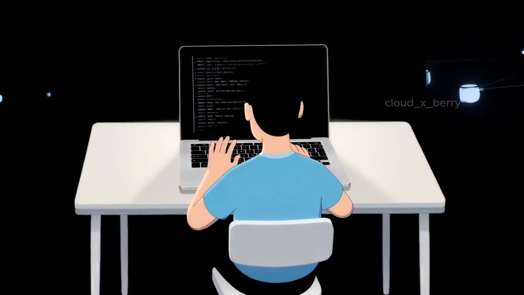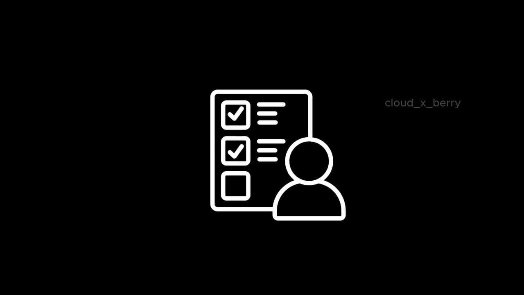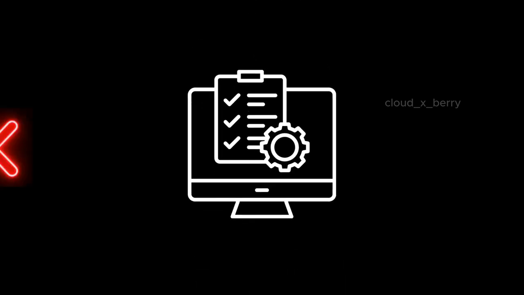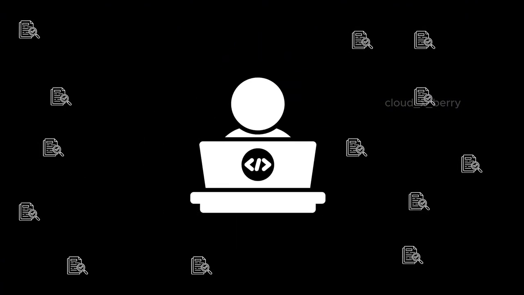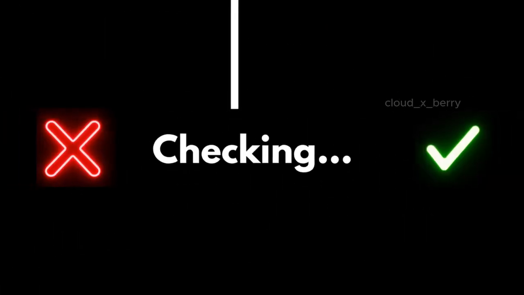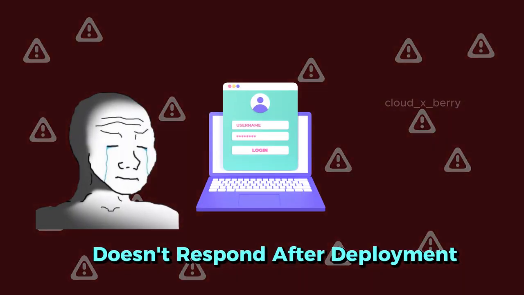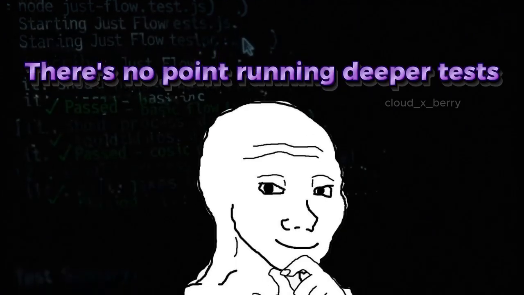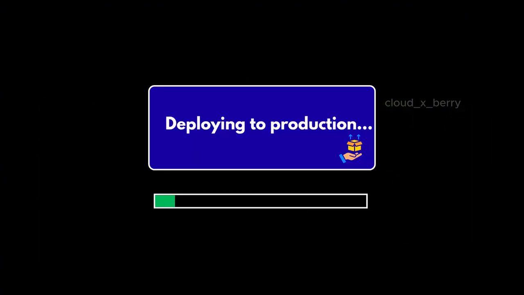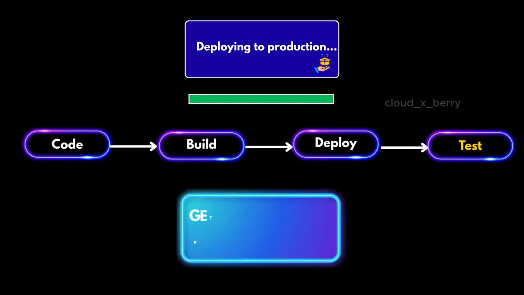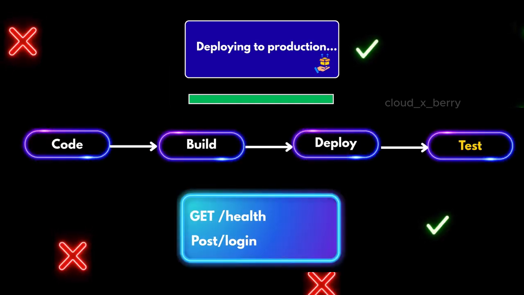Imagine you've just deployed a new version of your API. Before doing any deep validation, you just want to confirm that the system is alive. Smoke testing is exactly that, a quick check to ensure nothing is fundamentally broken. You might hit a health endpoint, call a basic API, or check if the service responds at all. For example, if your login API doesn't respond after deployment, there's no point running deeper tests. Smoke testing answers a very basic but critical question: does the system even run? In real-world CI/CD pipelines, smoke tests are often automated and run immediately after deployment to catch major failures early.